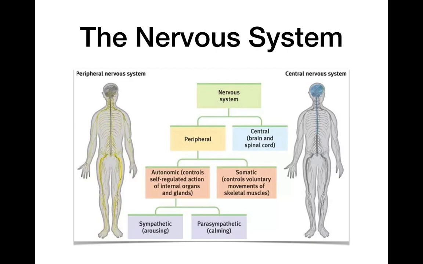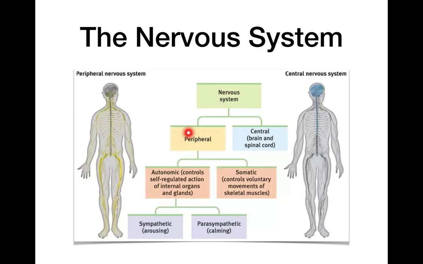Okay, so here's a diagram of the nervous system to help break down the central versus peripheral nervous system. The entire nervous system can be broken down into the peripheral, which is outlined in yellow here, all these nerves, and the central, which is just the brain and the spinal cord. They have very logical names.